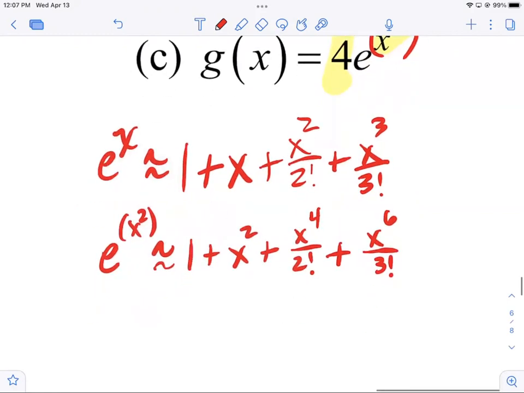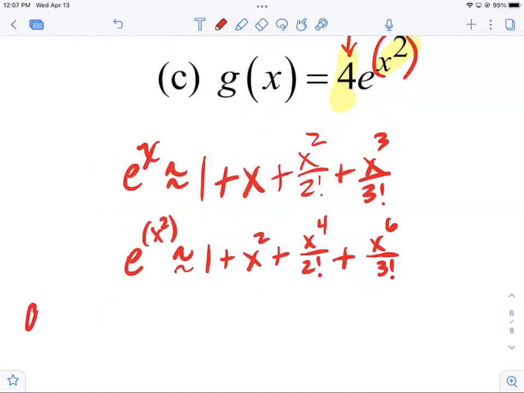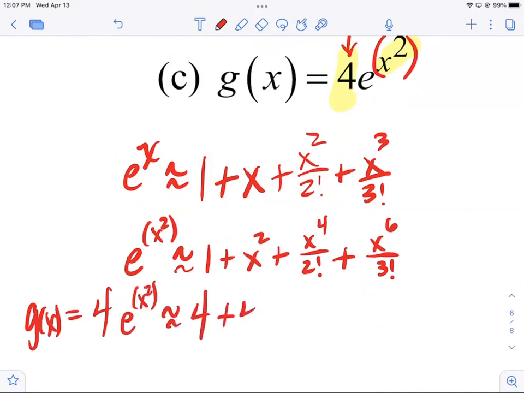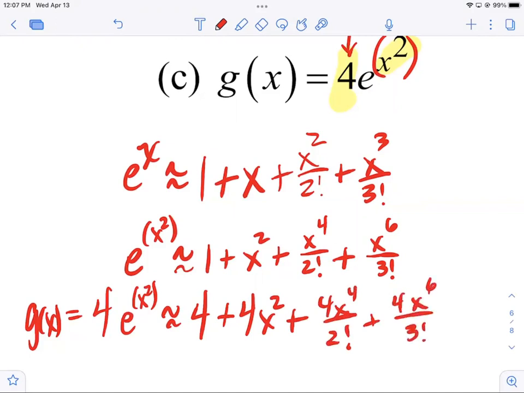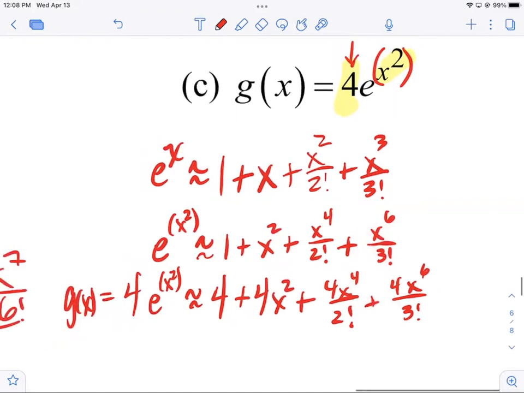All right, now I'm going to take that and multiply by 4. So that's what I can call g of x. That equals 4e to the x squared. And I'm going to distribute as I go. So 4 plus 4x squared plus 4x to the 4th over 2 factorial plus 4x to the 6th over 3 factorial. And again, you might be able to simplify some of those terms. I'm sure 4 over 2 simplifies and 4 over 6 simplifies. But the point is that you can create things from existing ones.